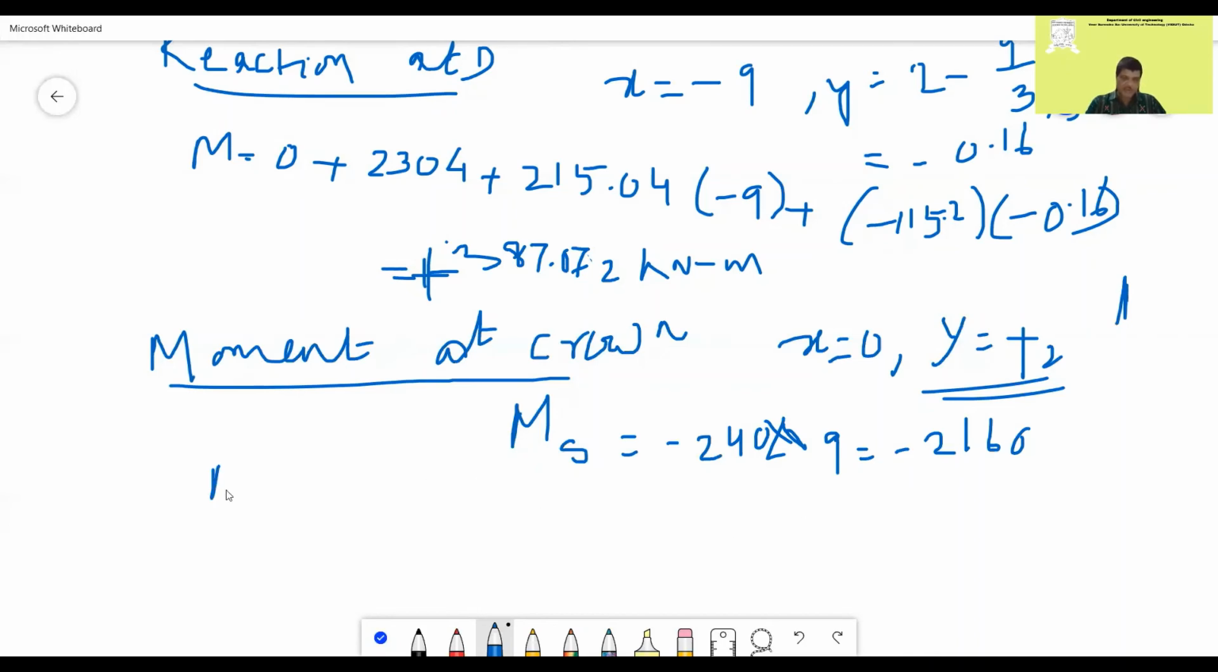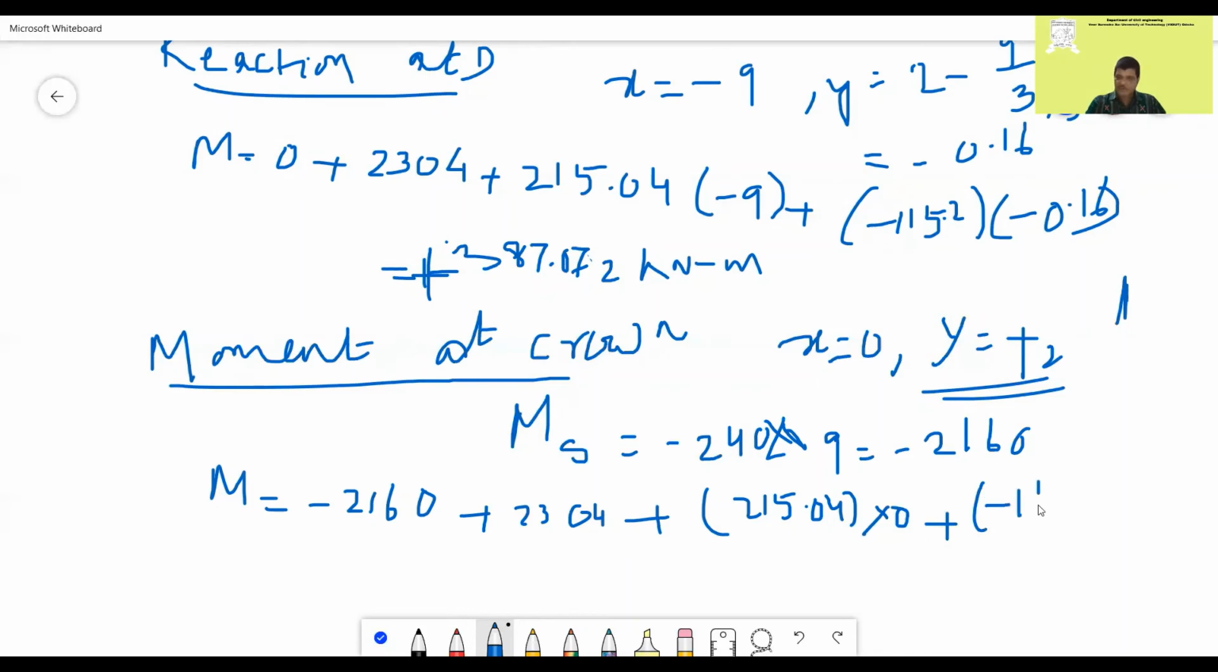So now what is the M value? Simply supported moment minus 2160 plus M0 2304, then plus reaction 215.04 into the distance X that is equal to 0, then minus 115.2 into Y. So that comes minus 86. So this is the tension outside.